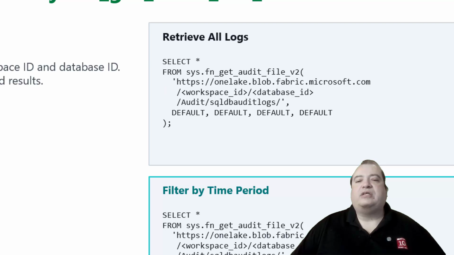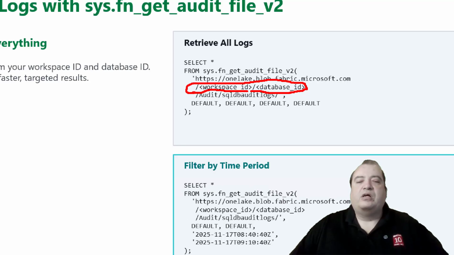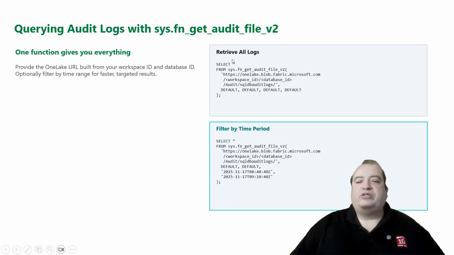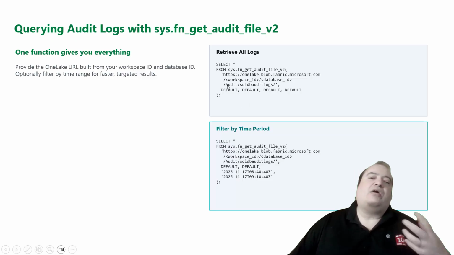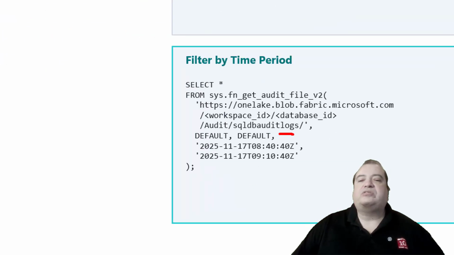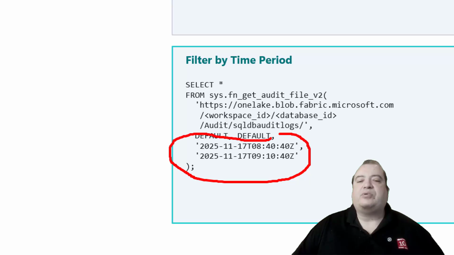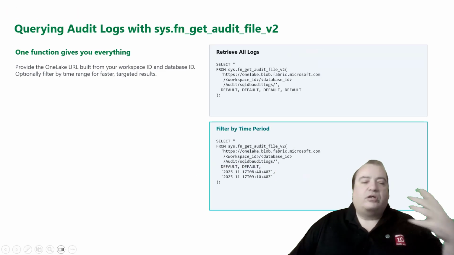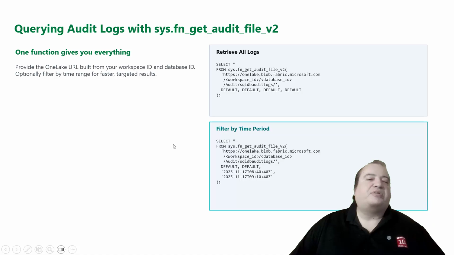You can see here in the query, this location depends on the workspace ID and database ID. So we need to use the workspace ID and database ID to retrieve the auditing files. In this query, we can choose to retrieve all the records or filter the records according to a start and end date, for example, helping to retrieve only a subset of the information that we have saved.